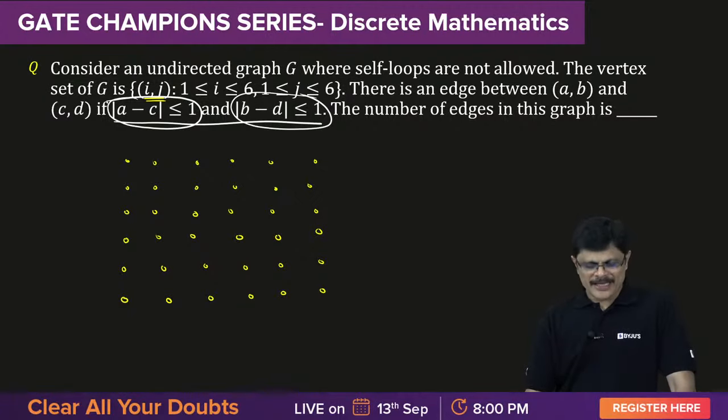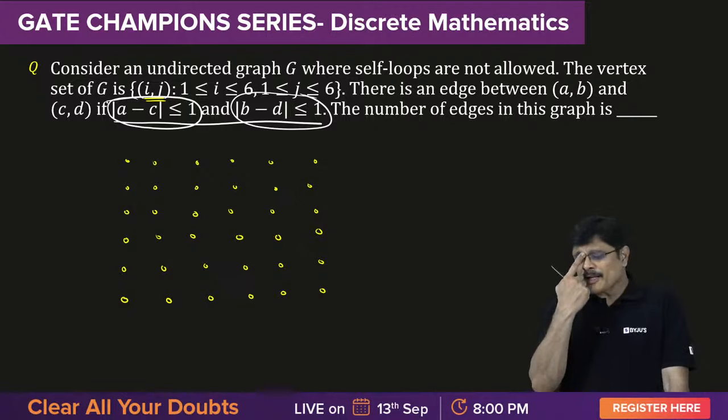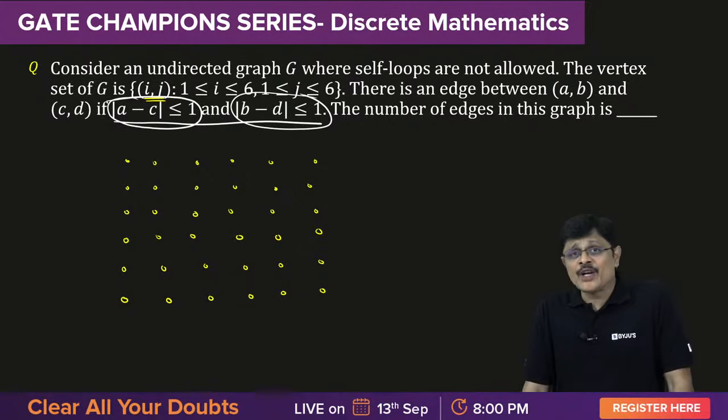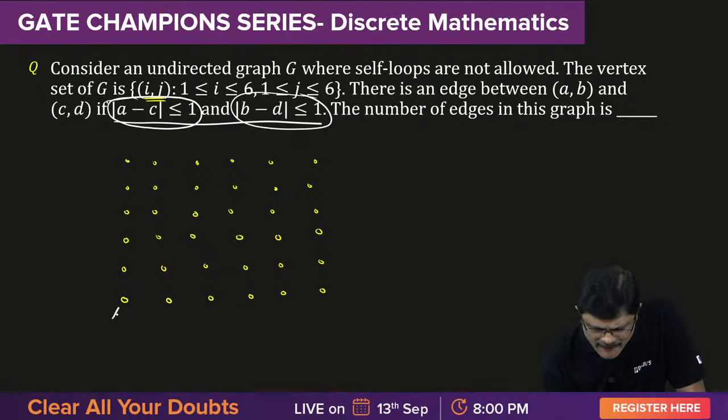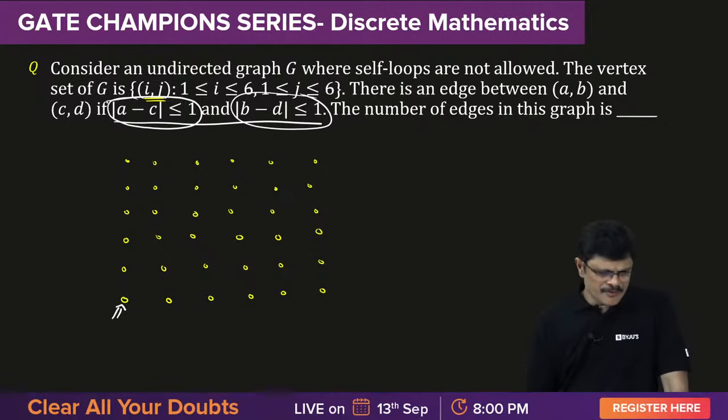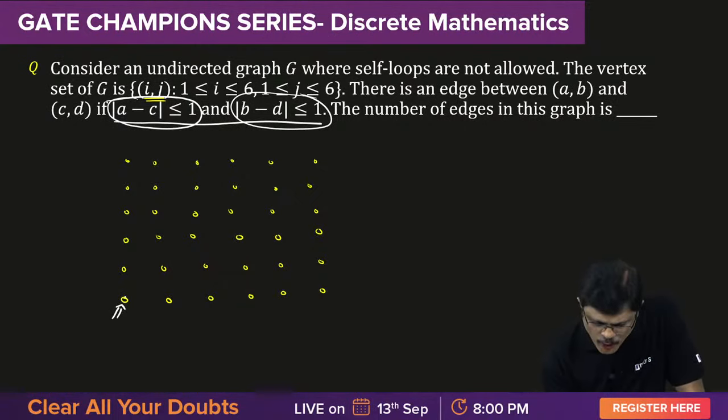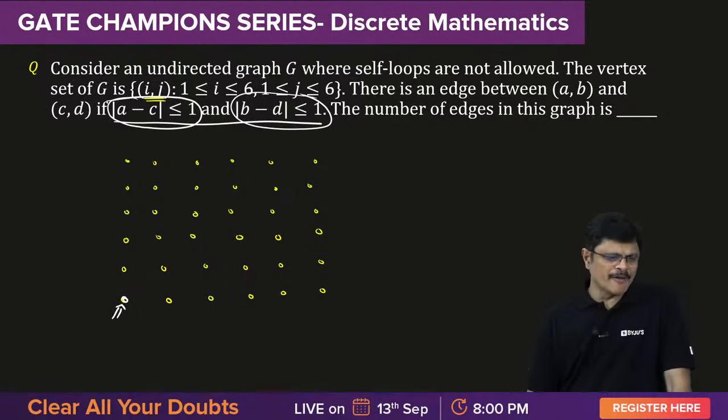Let us see. That is the idea. For this, generally people take the idea of degree. First of all, let us see. Please tell me, this first, or the corner vertex, is adjacent to how many vertices?